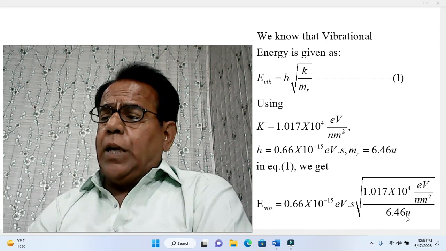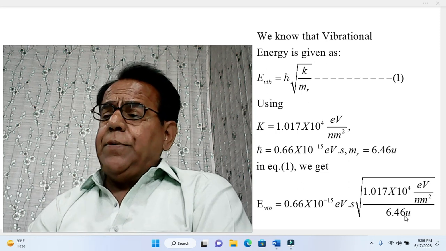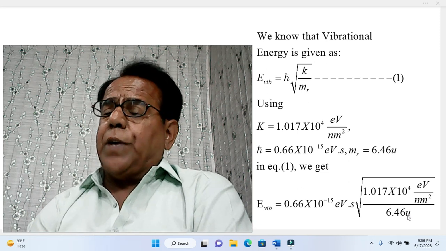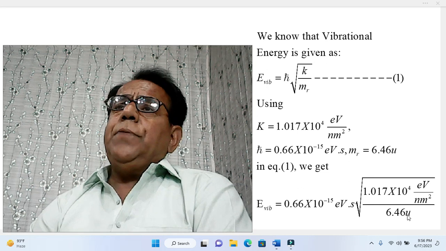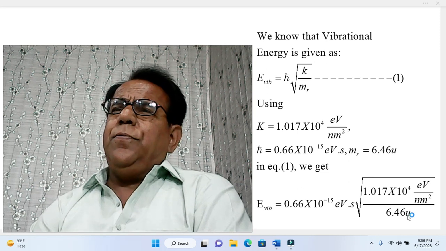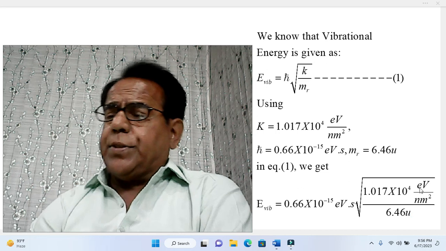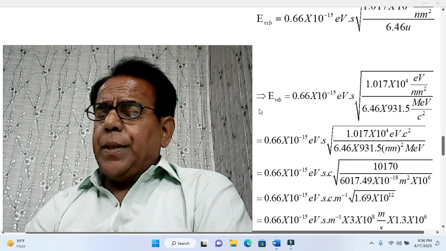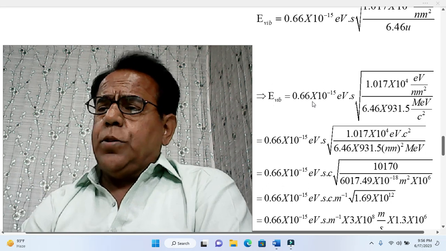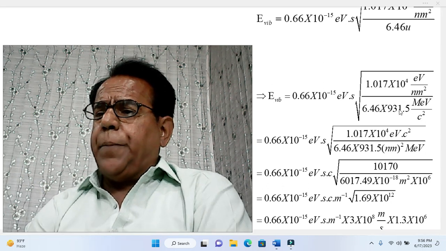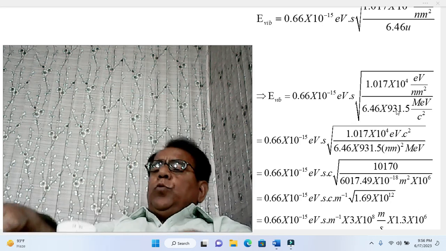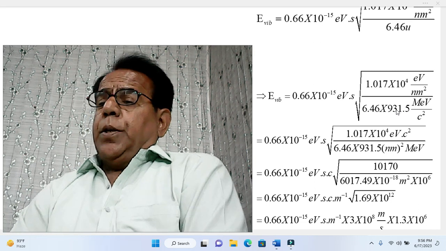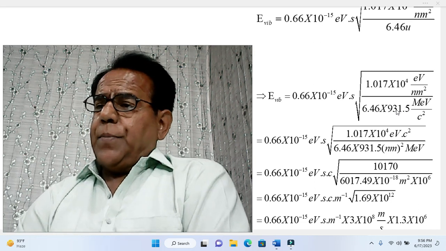Which nature of unit? Atomic mass unit. Okay, first we will eliminate this small u by substituting its value from the table, in which values of various physical constants have been given. So this implies that E vib, vibrational energy, equals this into this over this. So what we have done, we have used the value of atomic mass unit u.